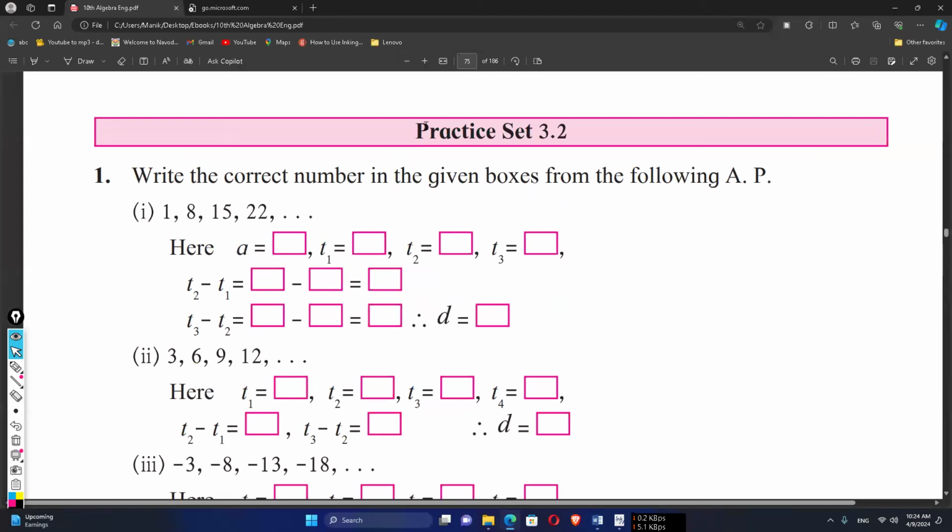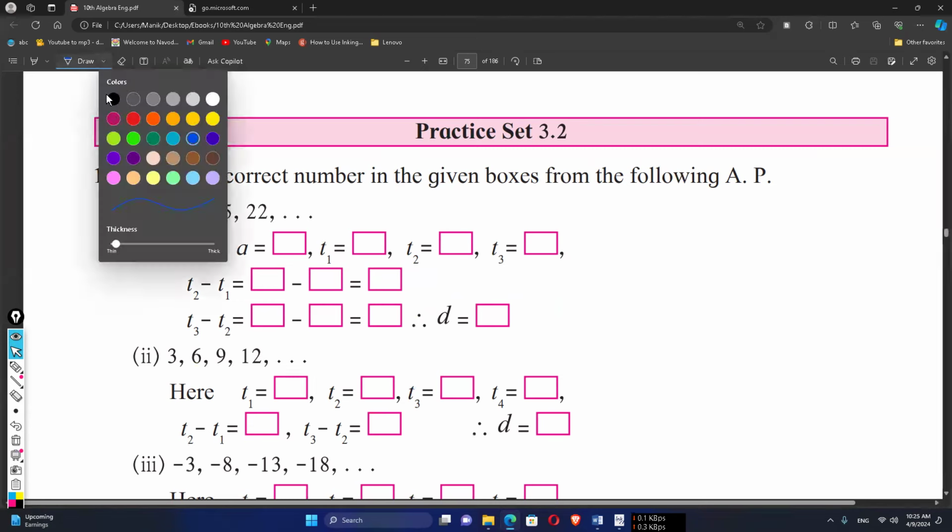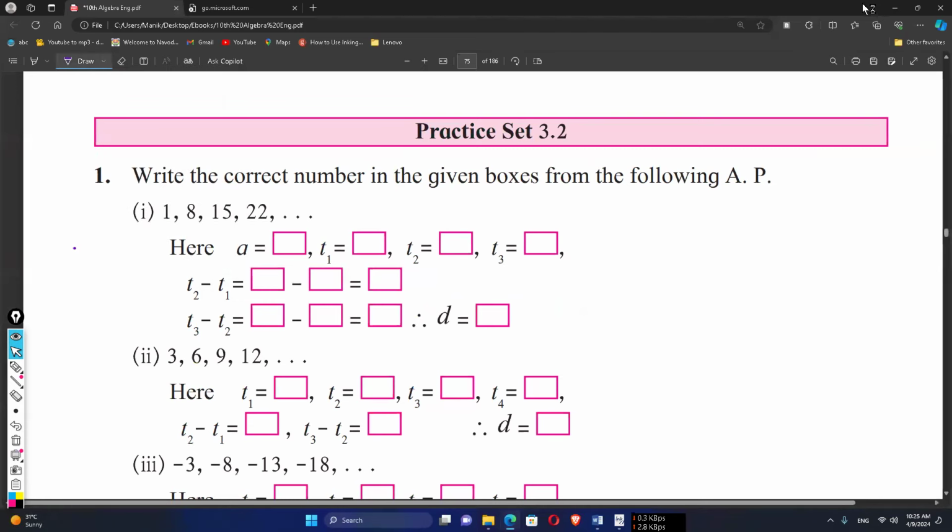Okay, so here is practice set 3.2, and the first problem in this practice set is based on activity. Write the correct number in the given boxes from the following AP. First, second, third, we have some problems here. So let's solve them. So we have to fill up the correct number or terms in these empty boxes.